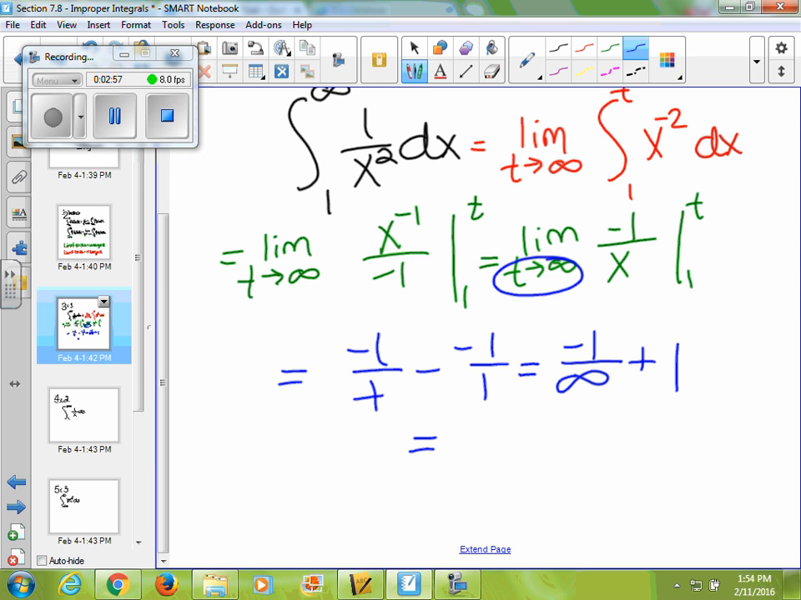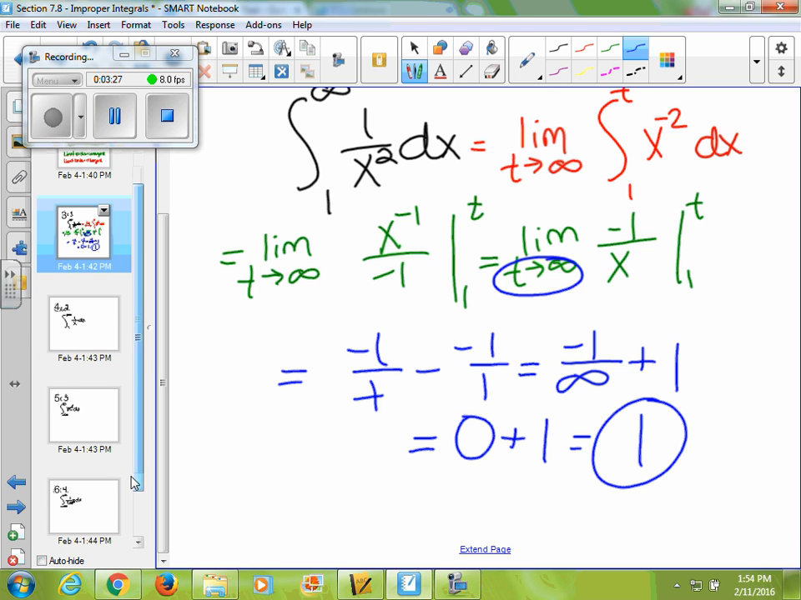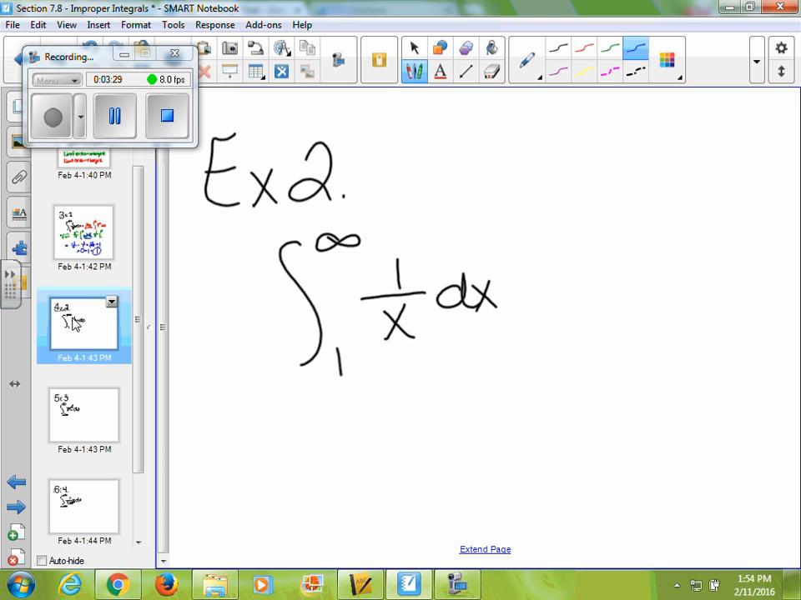Anyone know what negative 1 over infinity is? 0, right? Because as your denominator gets bigger and bigger, your numerator stays 1, so it approaches 0. So I end up with 0 plus 1, and 0 plus 1 is 1. Okay, let's do another one like that.